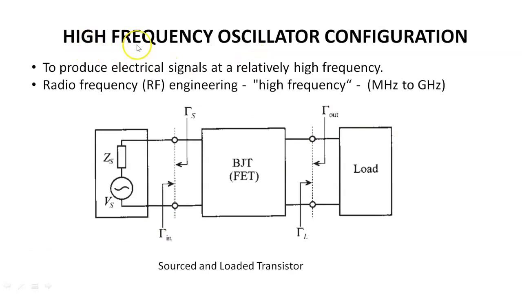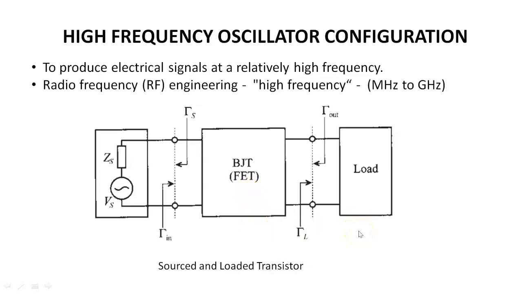Next, let us see the high frequency oscillator configuration. A high frequency oscillator refers to an electronic circuit or device designed to produce electrical signals at a relatively high frequency. In radio frequency engineering, the term high frequency refers to frequencies in the radio waveform spectrum, starting from several megahertz to gigahertz. The figure shows the sourced and loaded transistor. Here, the active device is used as a two-port network to transmit radio frequency waves.